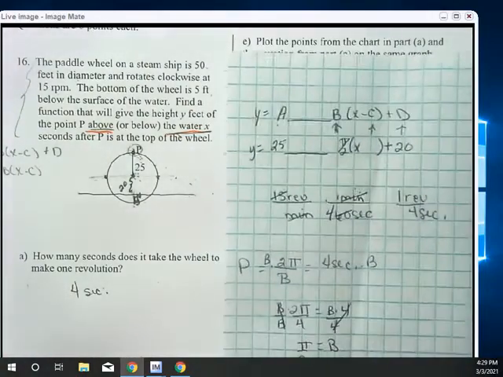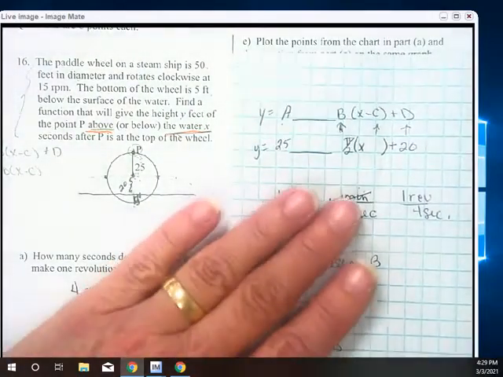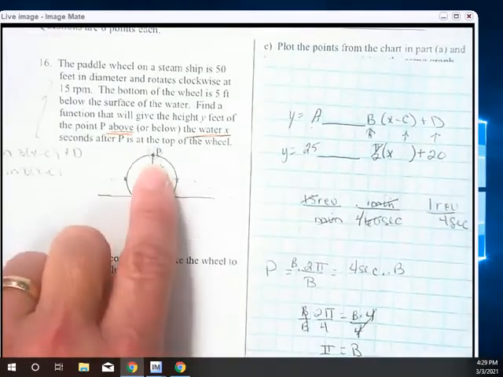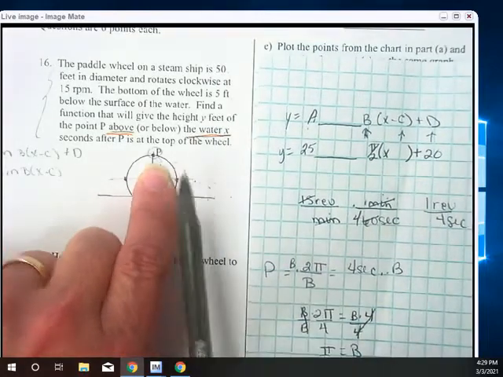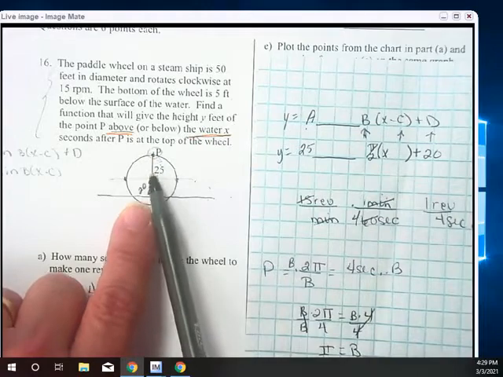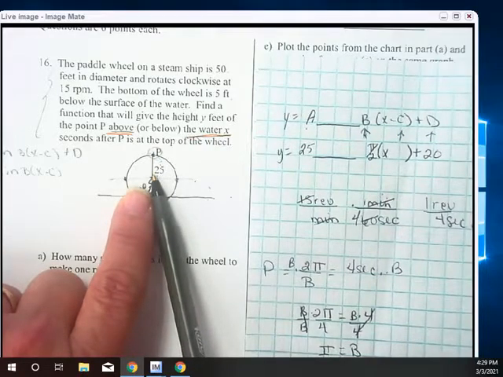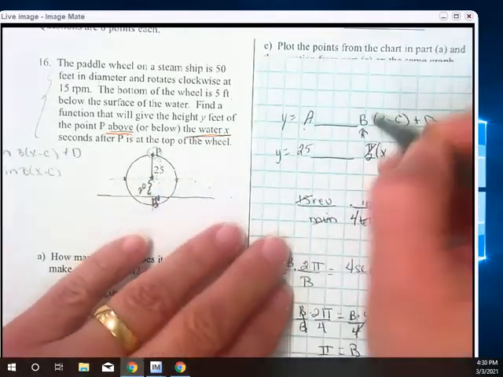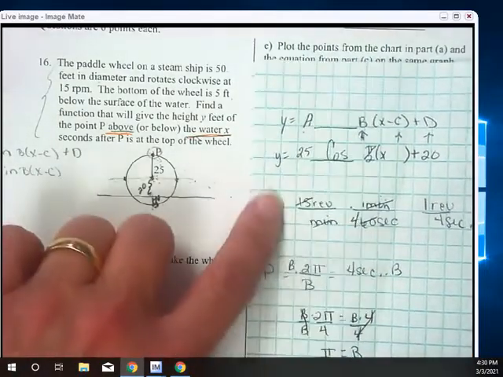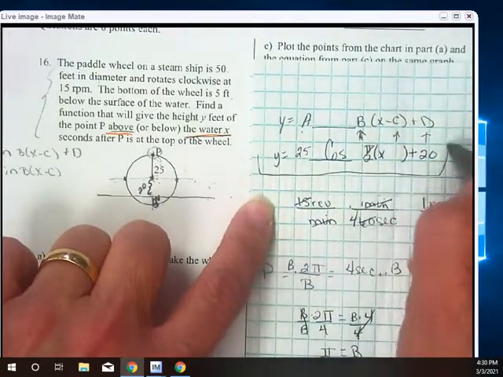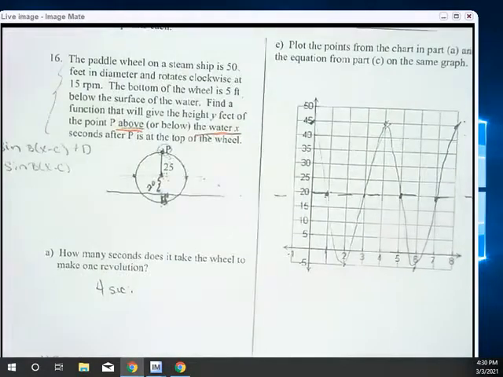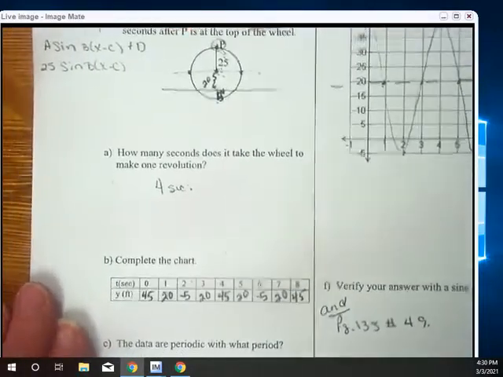So I'm going to fill in pi over 2 x, and then I need to determine if this is going to be a sine or a cosine. Well, my p value starts on top of the wheel instead of at the axle. I'm going to use cosine then. And then I'm going to fill in my chart. Now, it looks like I'm finished, but I need to make sure there is no kind of a phase shift that's going on here. And to do that, I'm going to look at my table.